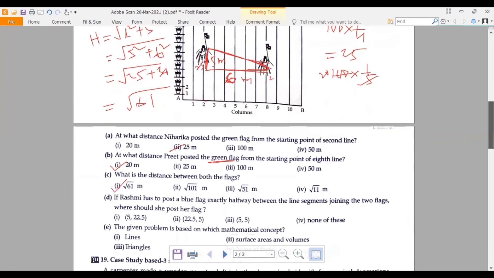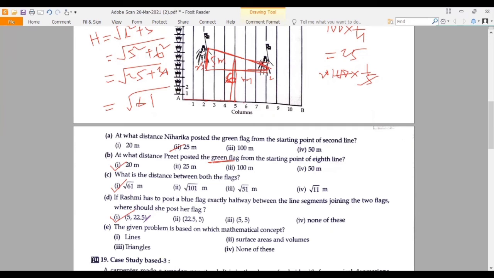The correct answer. Next, Reshmi has to post the blue flag exactly halfway between the line segment joining the two flags. Where should she post? So in between, along the 5th line. She wants to post between them. So this distance is 20 and here is 25. So in between means 22.5. So now we have to write it in the form of x comma y. So the x distance is 5 along this 5, then you will get this distance is 22.5. So the first answer is correct, 5 comma 22.5.